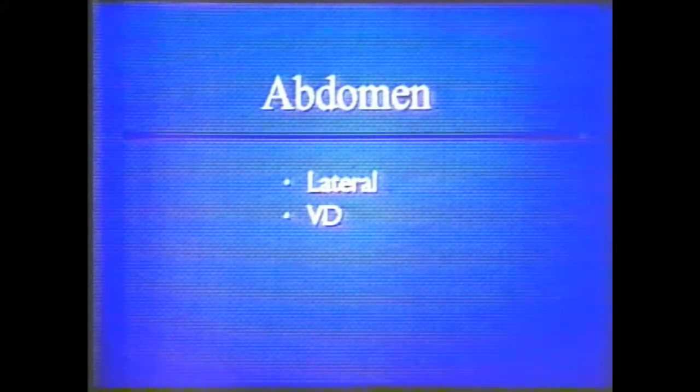Dependent upon the purpose of the abdominal radiograph, prior preparation of the GI system may be beneficial, such as a 12-hour fasting period plus a cleansing enema.